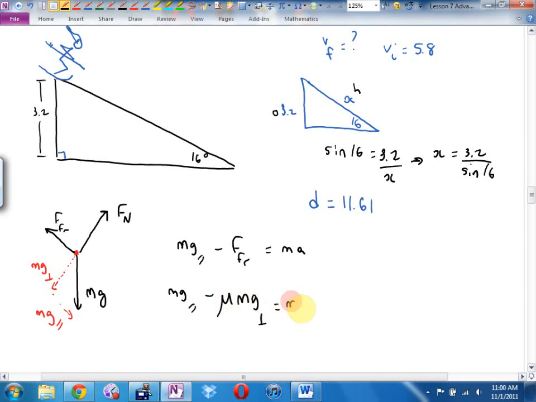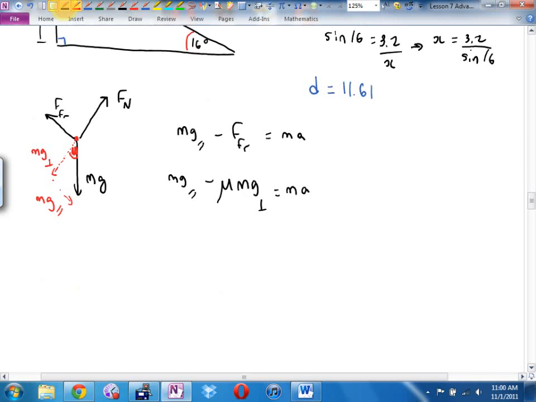Oh. Connor, how big is this angle? How big is this angle? 16. Opposite, adjacent, or hypotenuse? Adjacent. So for parallel, the trig function, because I know the hypotenuse this time, it's going to be hypotenuse times sine. Mg sine 16 minus mu, and perpendicular ends up being cos. This equals ma. Oh!